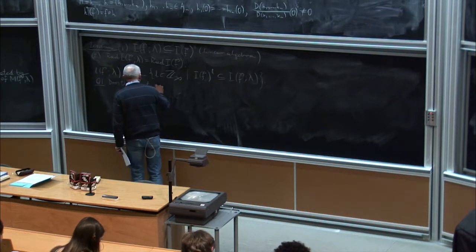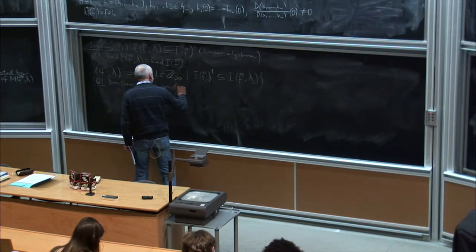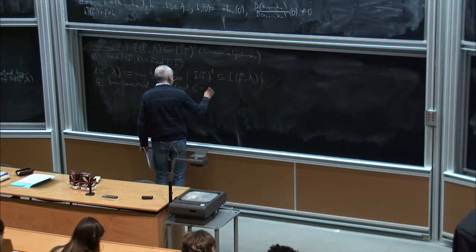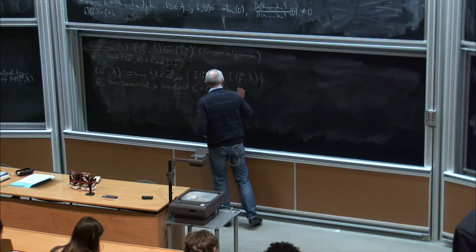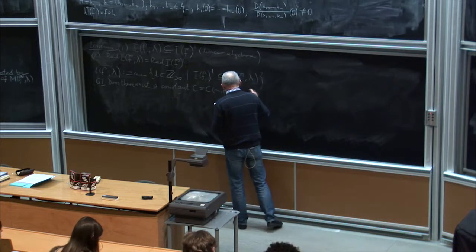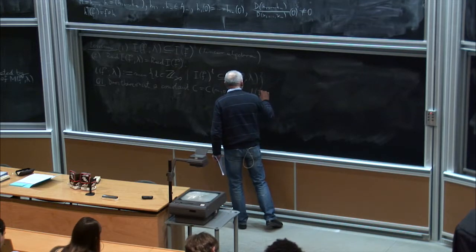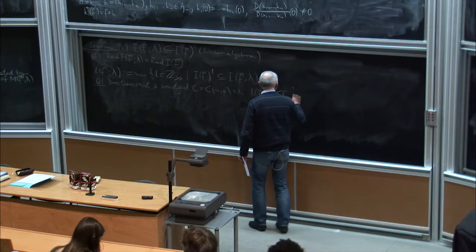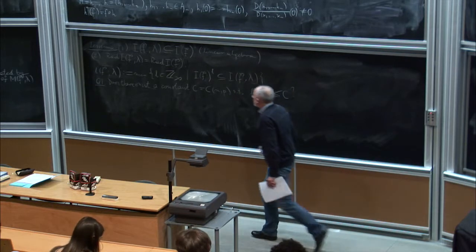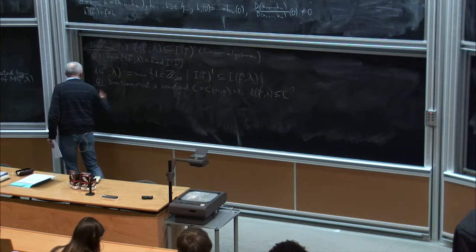Does there exist a constant C, which depends only on N and P, such that L of F arrow lambda is bounded by C? Question two, a weaker question.